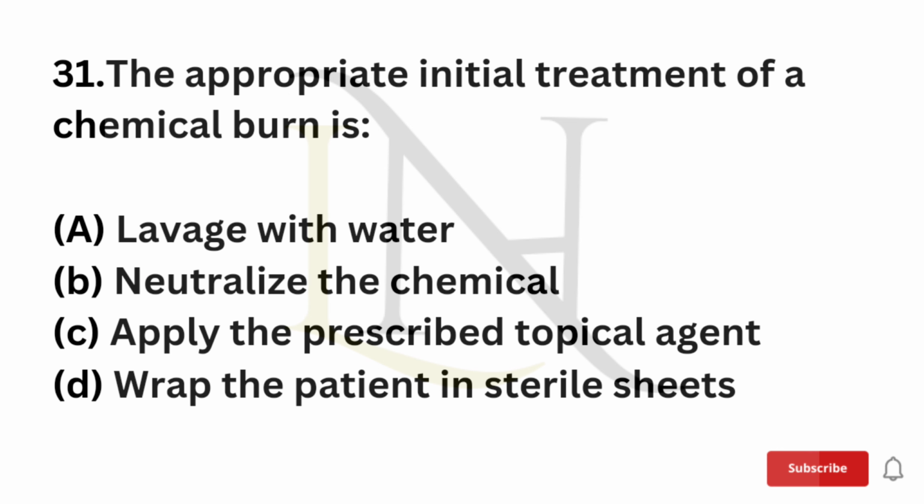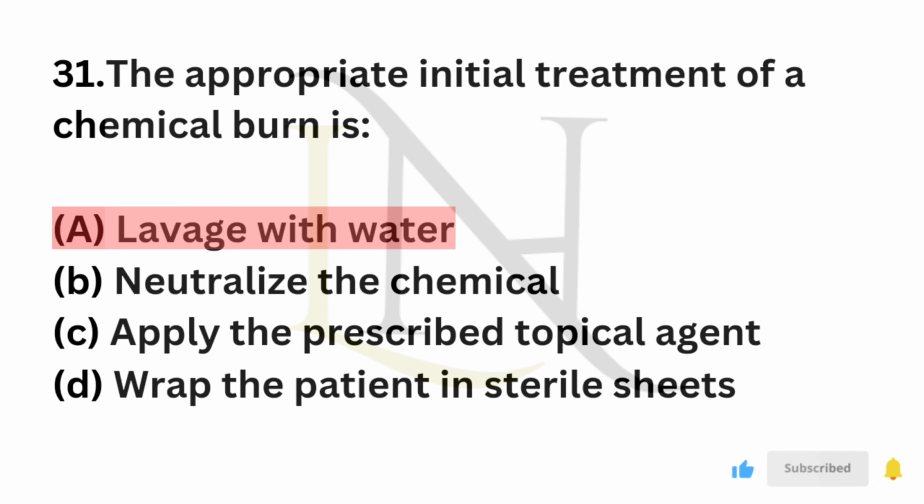The appropriate initial treatment of a chemical burn is: Option A, lavage with water. Option B, neutralize the chemical. Option C, apply the prescribed topical agent. Option D, wrap the patient in sterile sheets. Answer is option A, lavage with water.